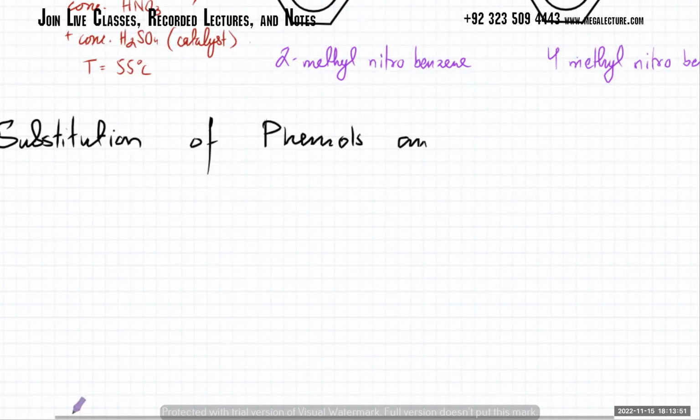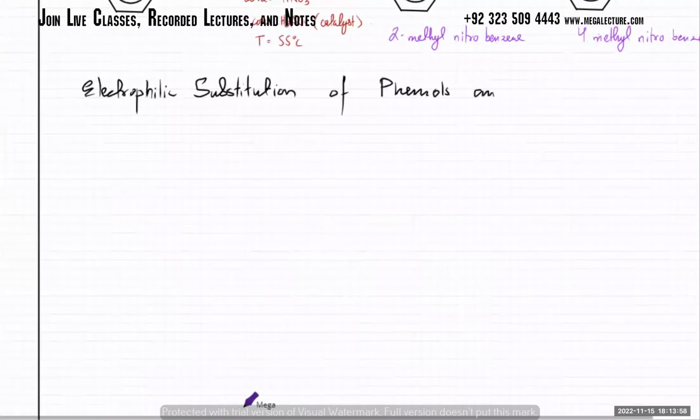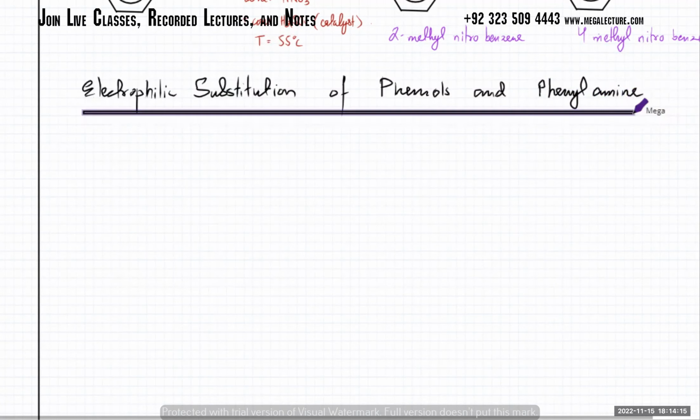हाँ ठीक है, आ गया। अच्छा, फिनॉल्स एंड फिनाइलमाइन। अगेन, दिस इज आल्सो 2, 4, 6 डायरेक्टिंग ग्रुप्स। ठीक है, ये OH and NH2, these are also 2, 4 and 6 directing groups.